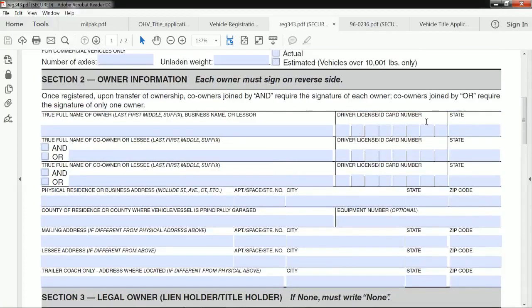Owner information. Remember, once again, if you already own the car under your straw, or even if you are nationalized, if you own the car in your free national name, what you want to do is register it through your trust. So I'm showing you here owner information. This would be the owner, true full name of owner, last first middle suffix, business name or lessor. Business name would be, once again, because I'd be registering it underneath my tribe. So this is how I would operate if I was in California.